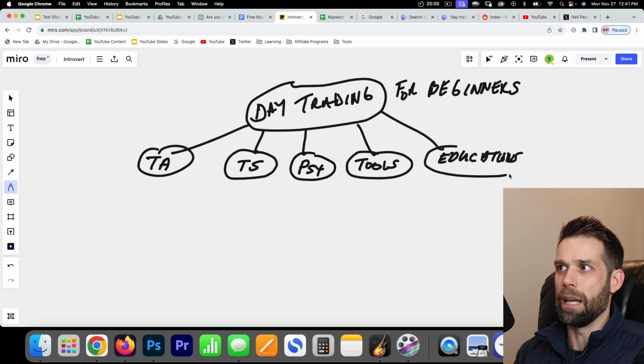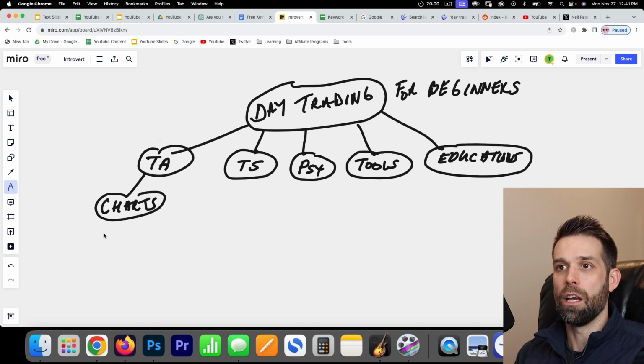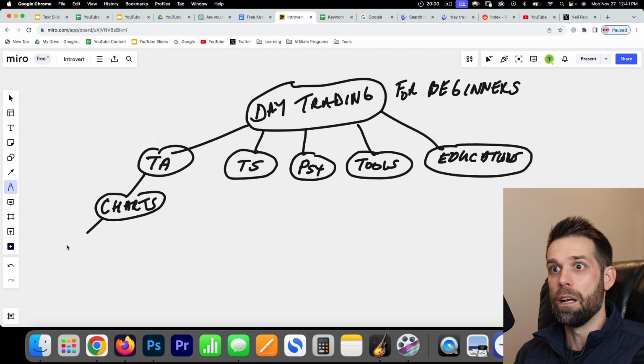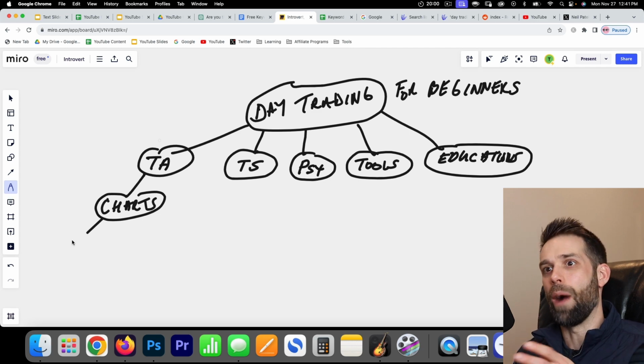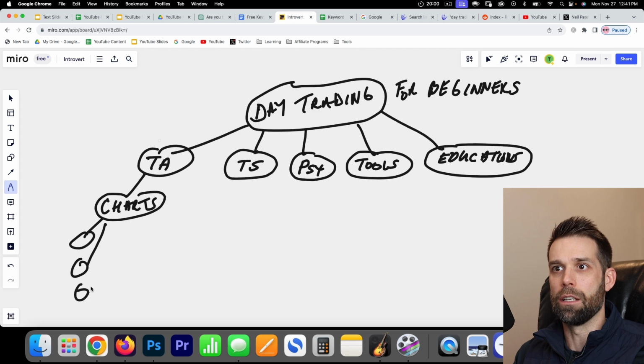We want to have one against risk management and so on. So this is our home page. These are our other pages. And then within this section, you're going to have your main keywords associated with technical analysis. So we're going to have things on charts. And then within charts, you might have some really long tail keywords, such as how to read a wolf chart, how to read a candlestick chart, and so on.